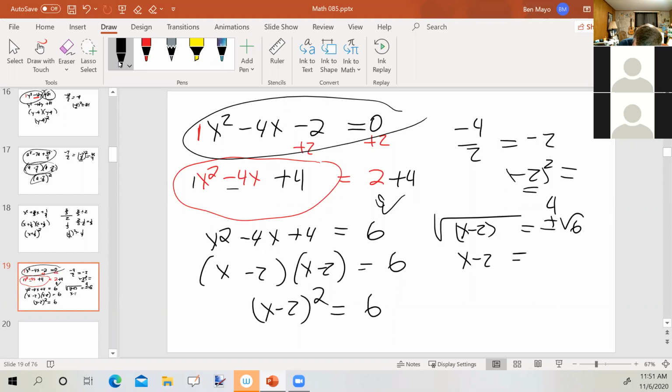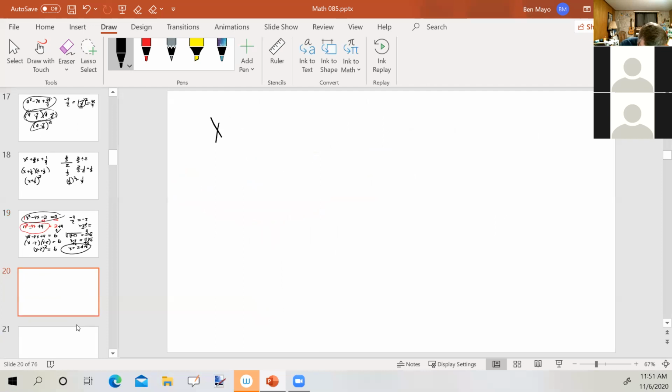So I get x minus 2 equals plus or minus the square root of 6. I'm going to add 2 to both sides. x equals 2 plus or minus the square root of 6. I can't simplify the square root of 6 any further. It says approximate each solution to the nearest hundredth. What I'm going to do is take these solutions to the next page. Okay, so my two exact solutions would be 2 plus the square root of 6 and 2 minus the square root of 6.